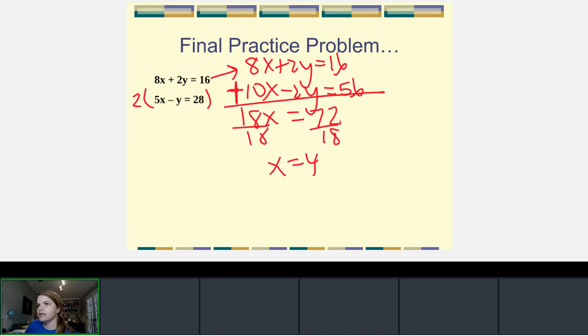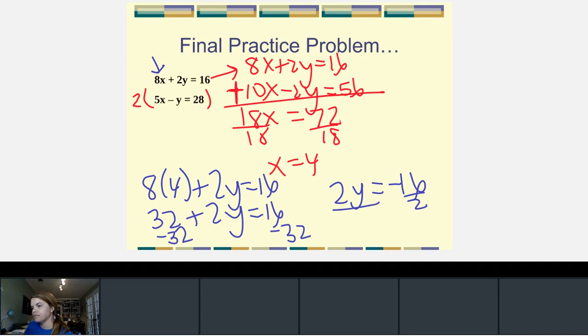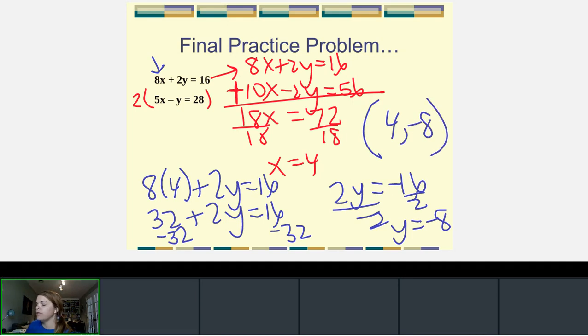And then we're going to take that x value and plug it back in. So we get 8 times 4 plus 2y equals 16. 32 plus 2y equals 16. We're going to subtract 32 from both sides. We get 2y equals negative 16. Divide by 2 for y equals negative 8. So our solution would be 4, negative 8. And this one came out as whole numbers, so that worked out really well.